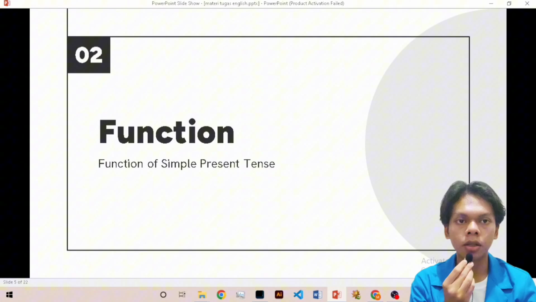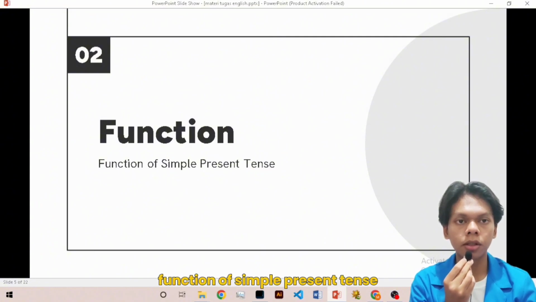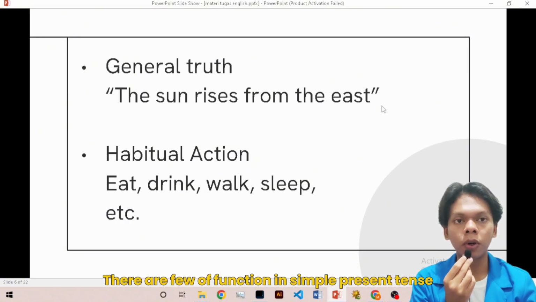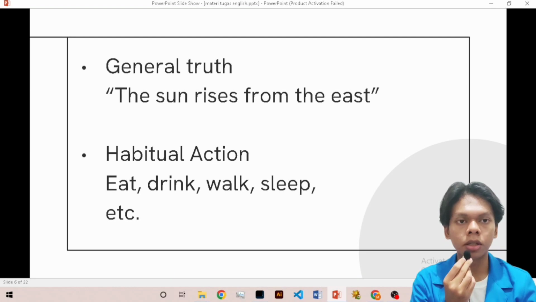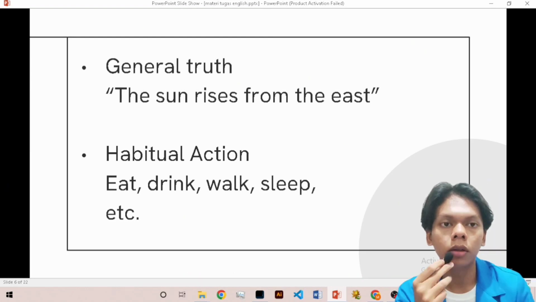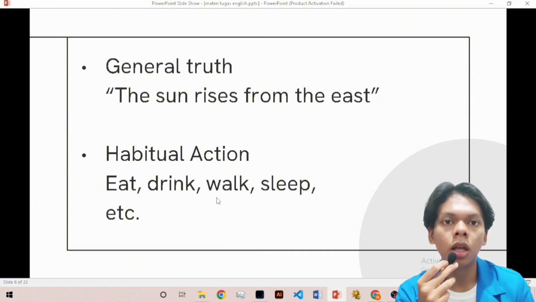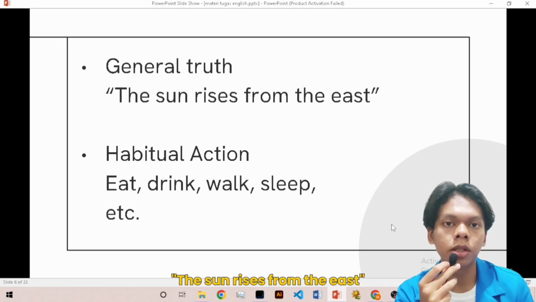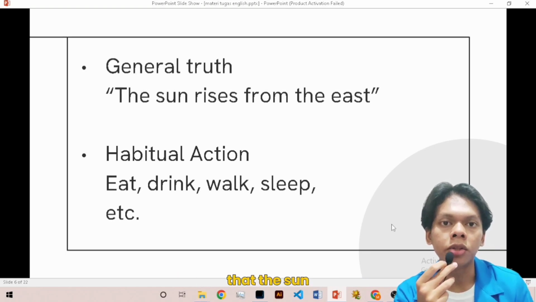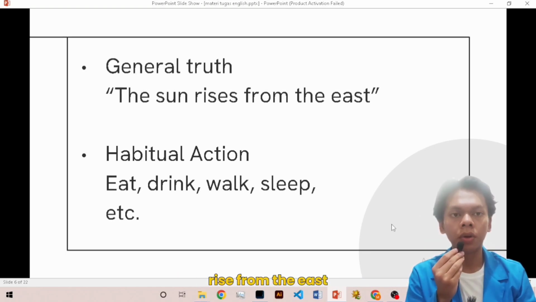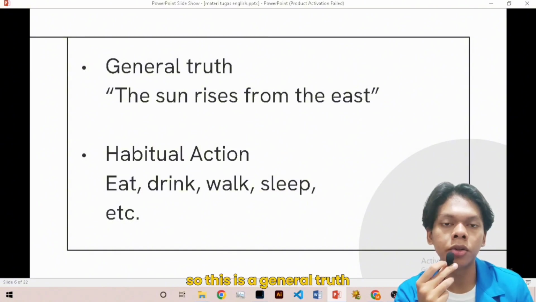The next is function of simple present tense. There are few of function in simple present tense. One of them is to state general truth. And for the example, the sun rises from the east. This statement, the sun rises from the east, most of people know that the sun is truly rise from the east, not from the west. So this is a general truth.